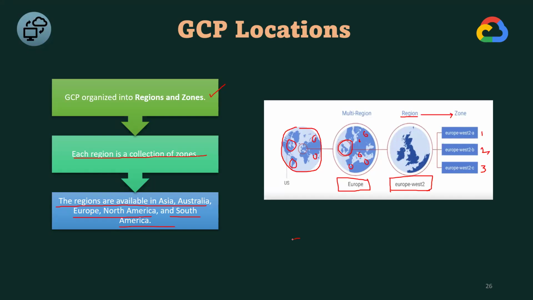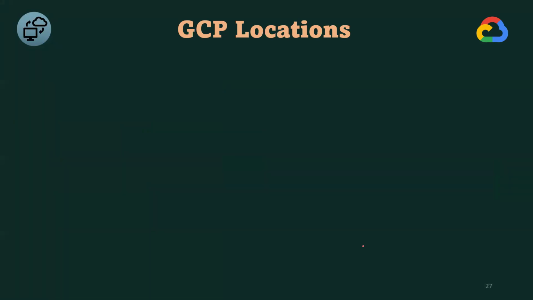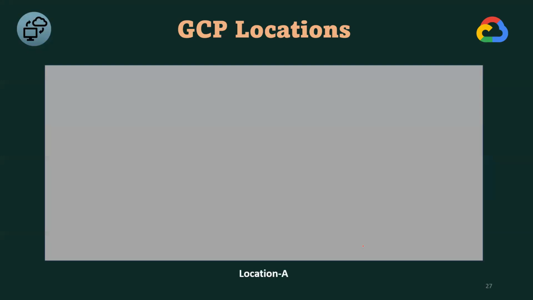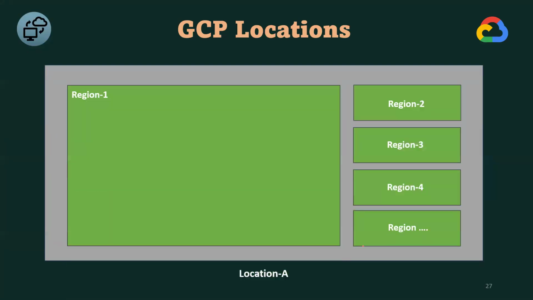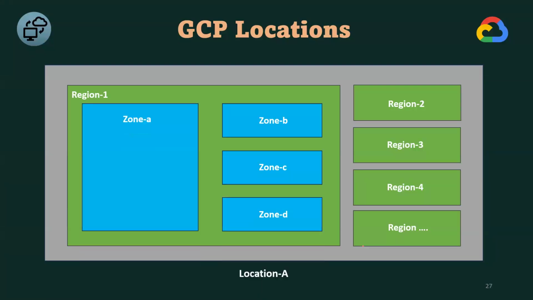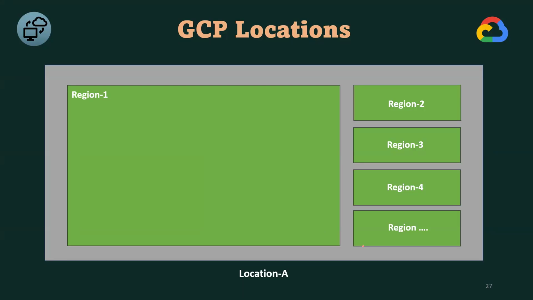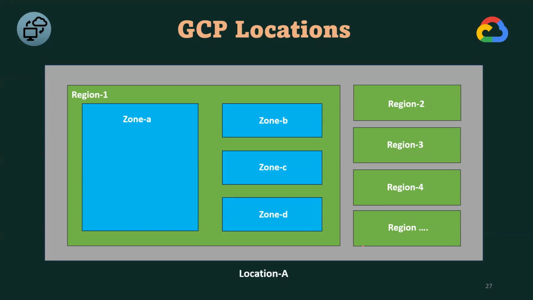So that is how there are total 5 locations. I have one more diagram here. If I take one of the locations, the location is divided into regions. You will have plenty of regions in a location. Each region is a collection of zones. The minimum number of zones is 3. The maximum number of zones is effectively unlimited. Most of the time the maximum number of zones is 4, so I am considering a region with 4 zones. Each region is a collection of zones. You can see here, region 1 has zone A, zone B, zone C, zone D.